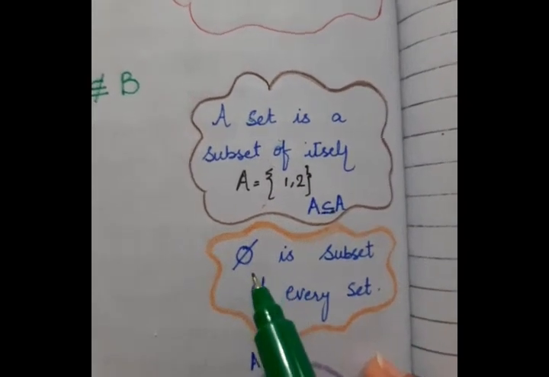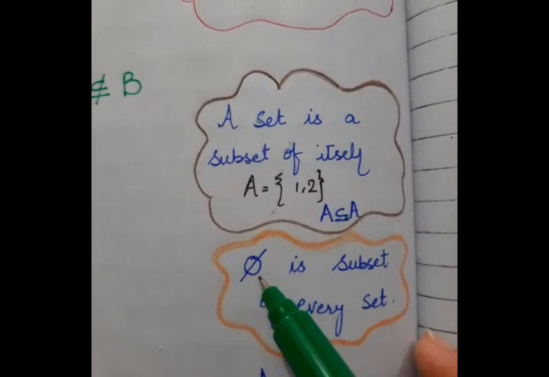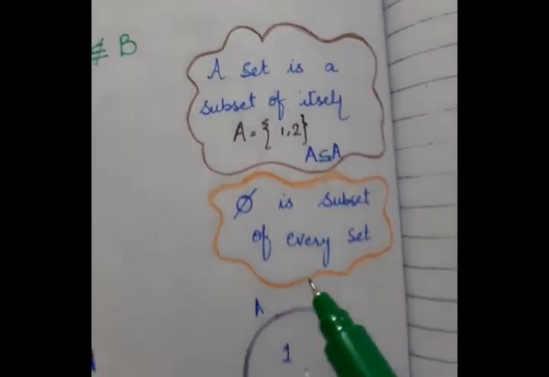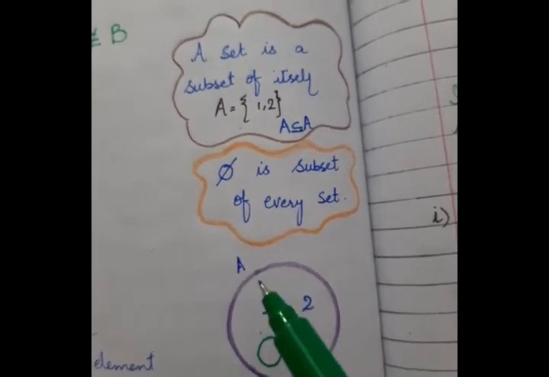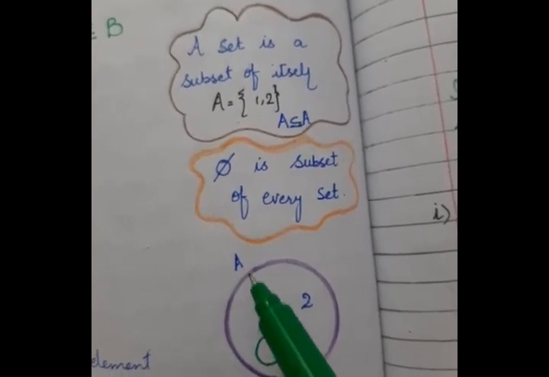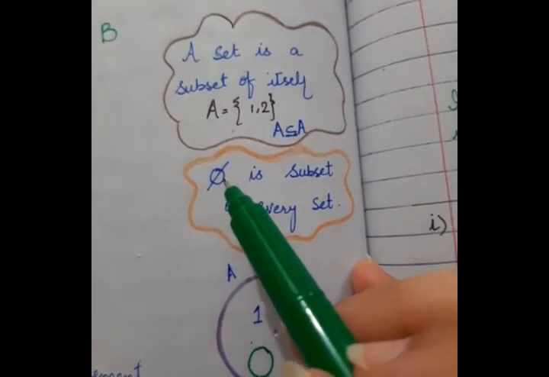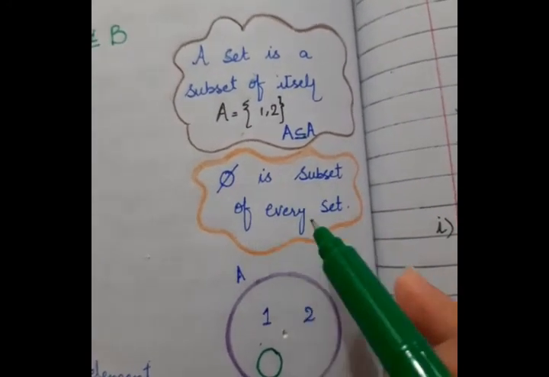And the second assumption is that phi or empty set is a subset of every set. You can see that if we have this set और इस set में कौन कौन से element है 1, 2 तो ये जो empty set है वो इसका क्या है subset. यही बात मैंने यहाँ आपको mention कर दी है कि सब phi जो है empty set है वो क्या है subset होता है हर set का.